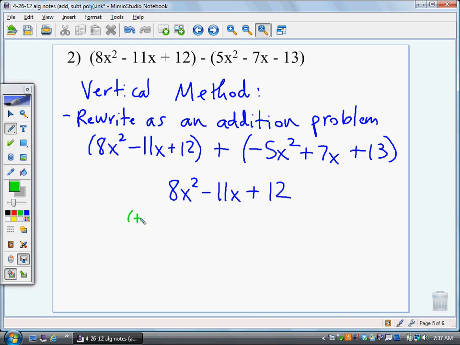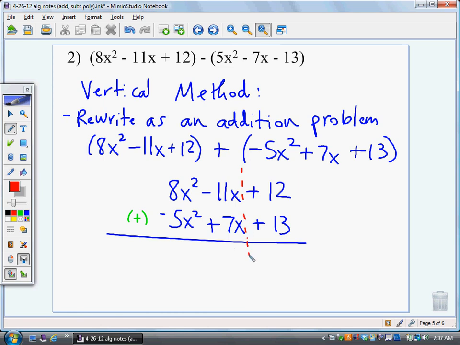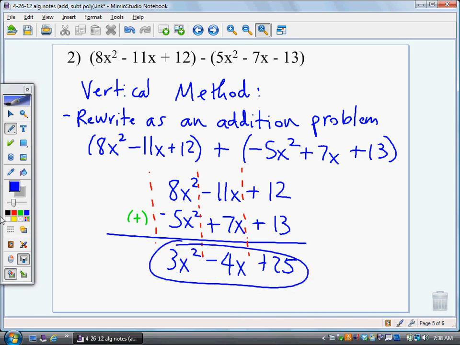Put your second polynomial underneath. Just make sure you line up the ones that are like. Negative 5x squared under 8x squared, positive 7x under negative 11x, and positive 13 under positive 12. Keep your columns, which means you keep the sign with the term. This is positive 25. This is negative 4x. And this is 3x squared. And that's what you have. Okay, so again, the vertical method with a subtraction problem, you do have to make sure that what comes after the minus sign, that you make everything into its opposite before you put it vertical and add.